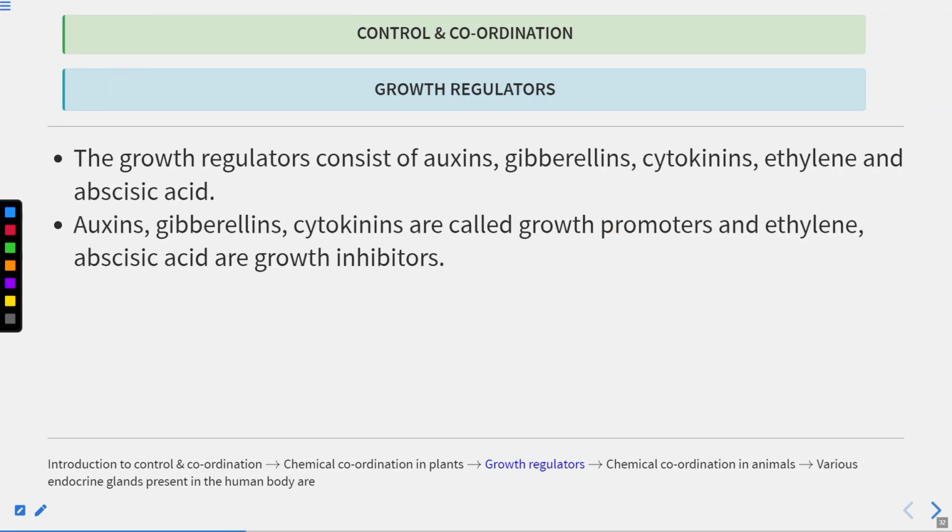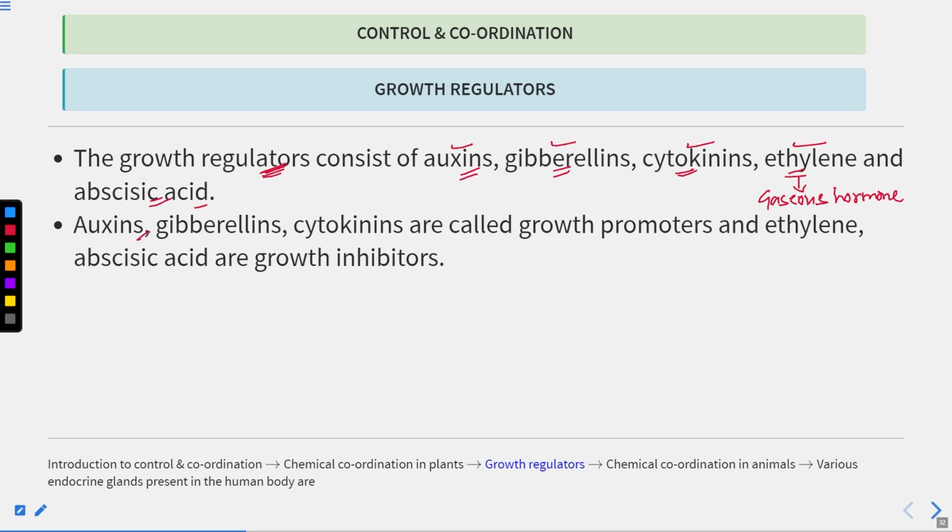Now the growth regulators. Growth hormones are also known as growth regulators. They consist of auxins, gibberellins, cytokinin, ethylene, and abscisic acid. So there are 5 types of growth hormones or phytohormones or growth regulators. Why growth regulator? Because they are regulating the growth. First is auxin, second is gibberellins, third is cytokinin, fourth is ethylene. What is ethylene? Ethylene is a gaseous hormone. And the last one is abscisic acid.